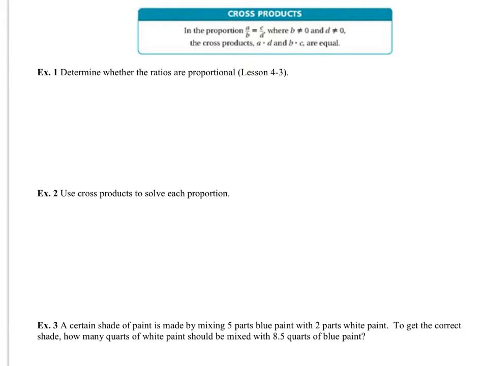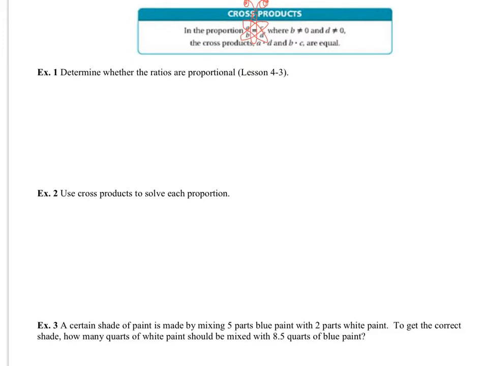Looking at cross products, if we have A over B equals C over D, and B and D are not equal to 0, because remember that makes our calculator explode, the cross products A times D, so if we take these 2 numbers, A times D and C times B, if those are equal, then it forms a proportion. I like to call the cross products my Billy Bob Joe the butterfly, so here's my little butterfly and the wings. So if you hear me talk about Billy Bob Joe the butterfly, I'm talking about cross products.